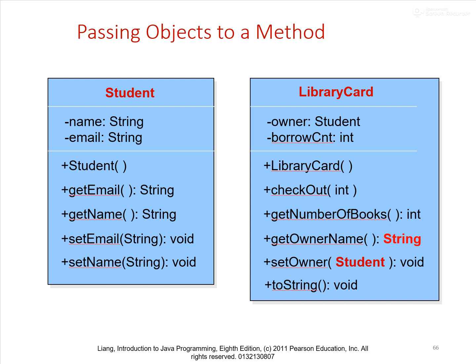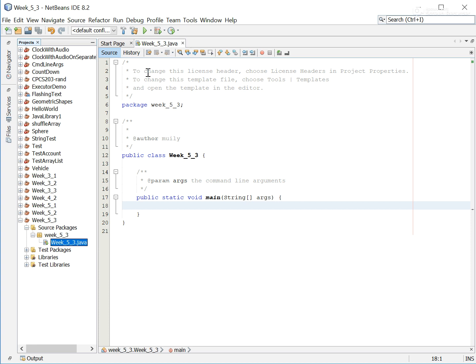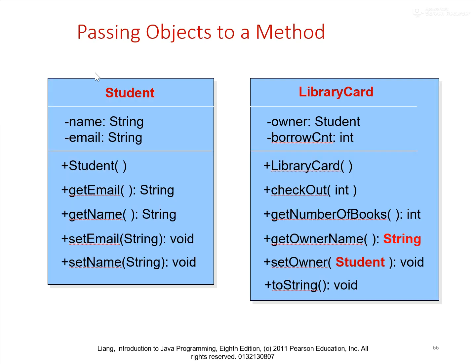And that is basically what the next example that I'm going to walk you through today is going to demonstrate. The example we're going to work with is going to contain two classes. The first one is a class called student, and the second one is called library card. So basically, a library card is like an account that you have with a library.